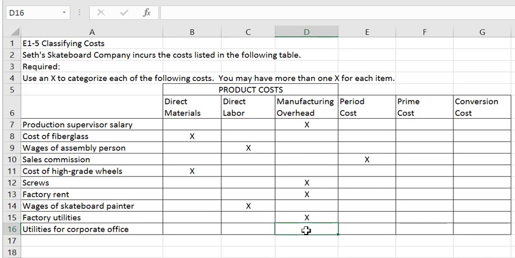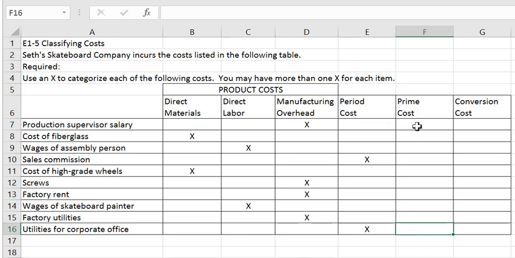Okay, now utilities for our corporate offices. Again, our corporate offices aren't where we make the product, so it's not a product cost. We'll call that a period cost. It's a selling and administrative cost. All right. So we've got the product costs and the period costs figured out. That's a big distinction.